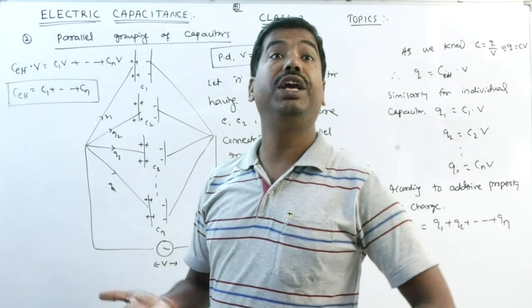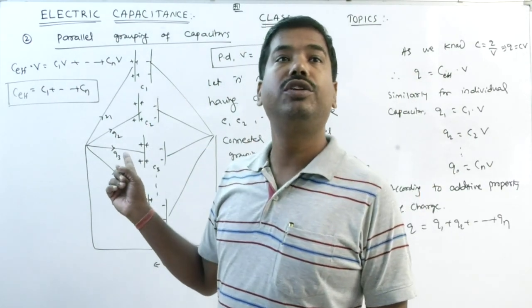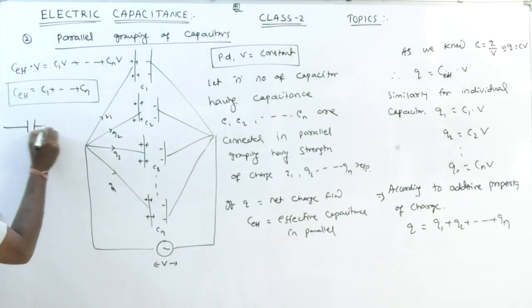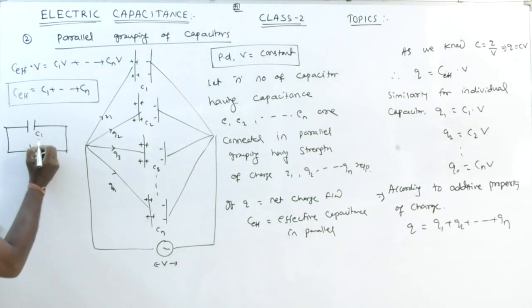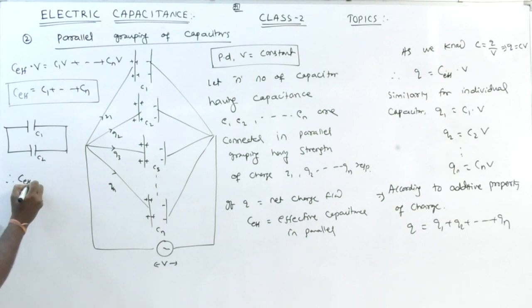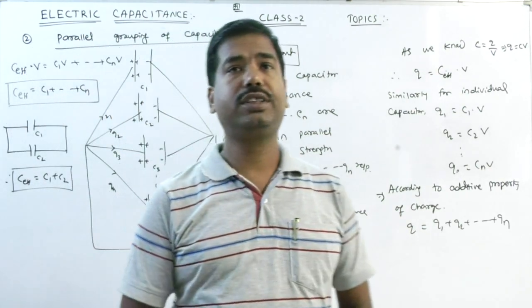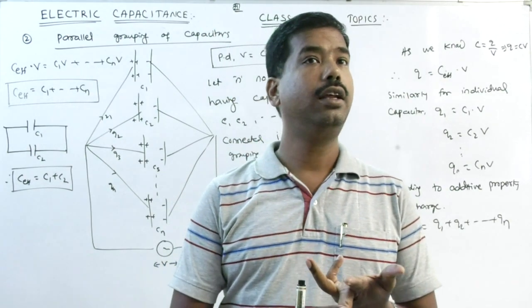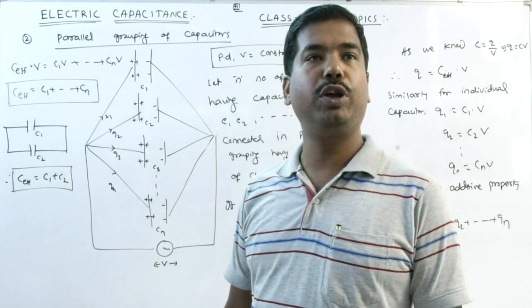Hence, the capacity increases in parallel combination while the capacity decreases in series combination. Clear? Let two capacitors be connected in parallel, C1 and C2. Therefore, C effective is found to be C1 plus C2. Clear? So this is about today's class. We have discussed the potential energy of a capacitor, then energy density of a capacitor, then the two types of grouping, that is series grouping and parallel grouping of capacitors.